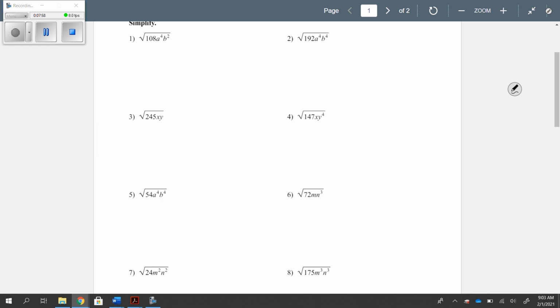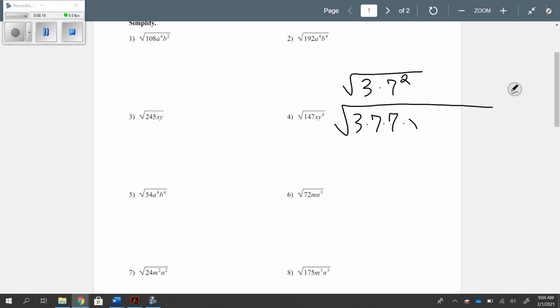I suppose I'll do one more. Let's finish with number 4. Factor. We go to menu 2, 3, 147. We have square root of 3 times 7 squared, or let's write all of that out with the x and y's. 3 times 7 times 7 times x times 4y. So y, and y. Now from here we're finding pairs.